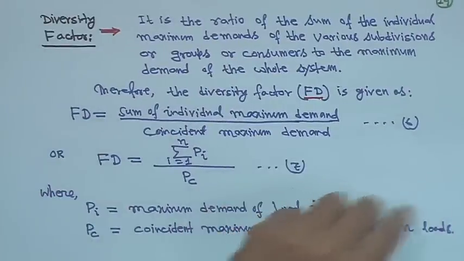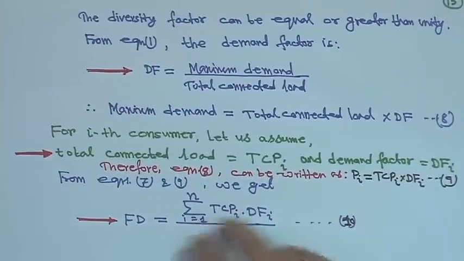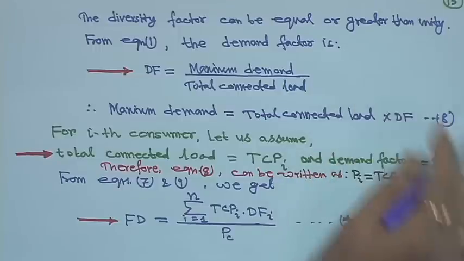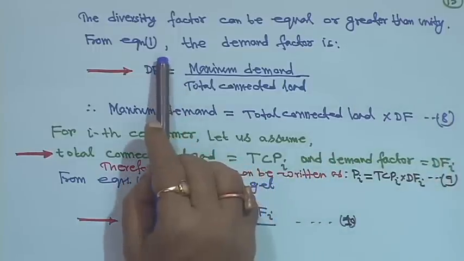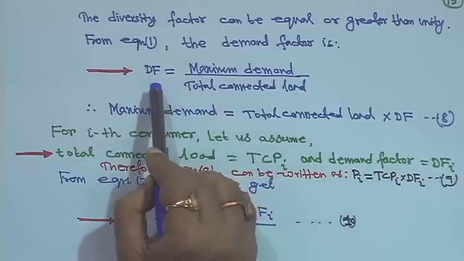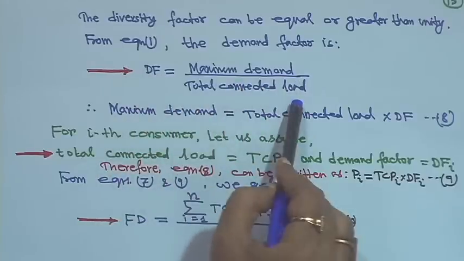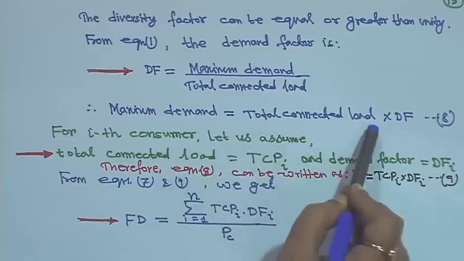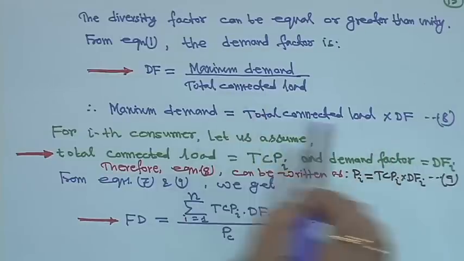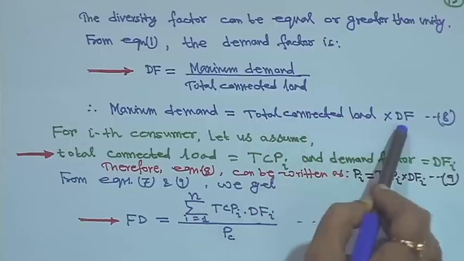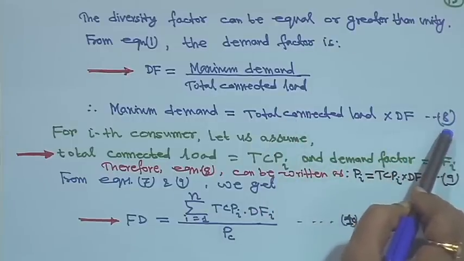Next, the diversity factor can be equal to or greater than unity, right. From equation 1, the demand factor DF is equal to maximum demand upon total connected load. Therefore, maximum demand is equal to total connected load into demand factor. So, maximum demand is equal to total connected load into DF. This is equation 8, right.